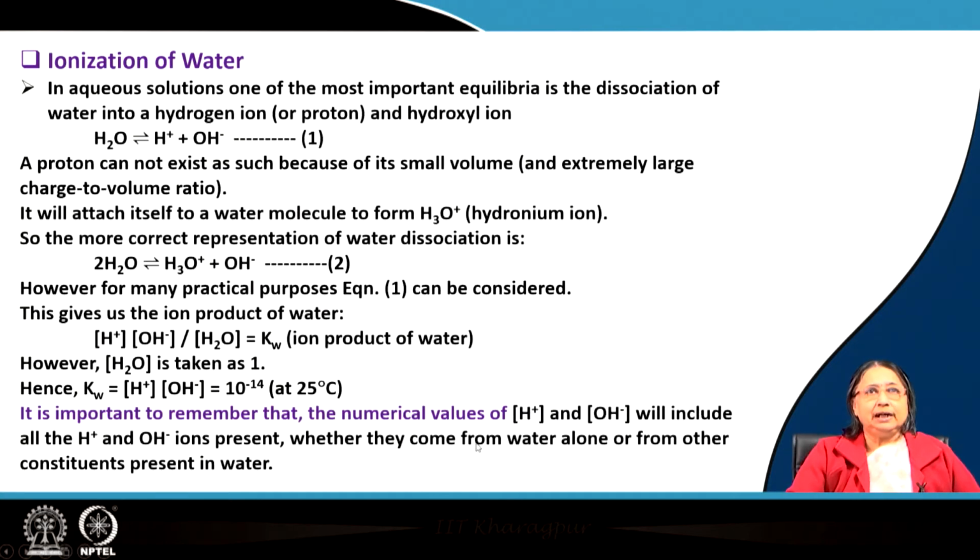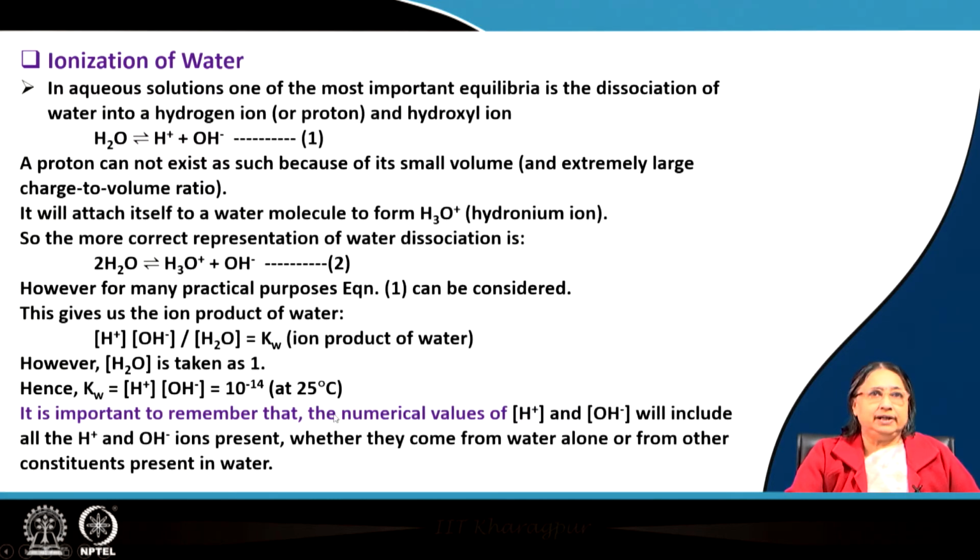that the numerical values of H plus and OH minus will include what in a system, when you consider the H plus ion concentration and when you use the OH minus ion concentration? They include all the H plus ion concentration and all the OH minus ion concentration, whether they come from water alone or from other constituents present in water.